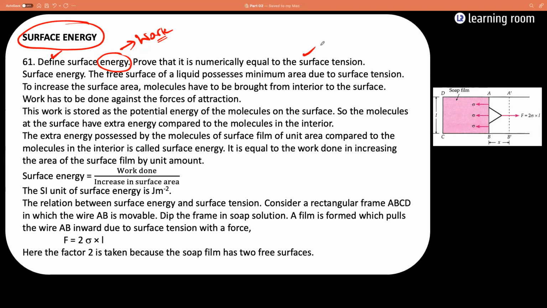So you have a particle here, and there is already a cohesive force acting on it. For this particle to be brought to the surface, what are we supposed to do? We need to do some work against the cohesive forces.